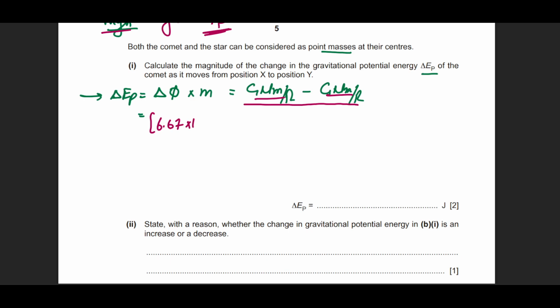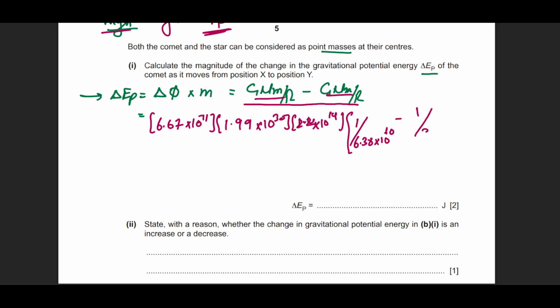So 6.67 into 10 to the power minus 11, into the larger mass, which is given to us as 1.99 into 10 to the power 30. The smaller mass, the comet, is 2.2 into 10 to the power 14 kg, and then multiply this with 1 over r, which is the closest distance, 6.38 into 10 raised to power 10, minus 1 over 8.44 into 10 raised to power 11.